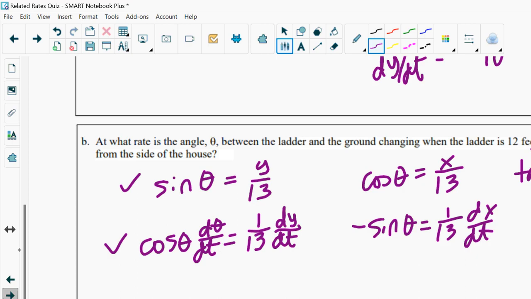We know all sides of the triangle, so you can tell me what the cosine of that angle is now at that moment, when x is 12. So the cosine would be 12/13 d theta over dt. And then you have to use the value that you found from part A.